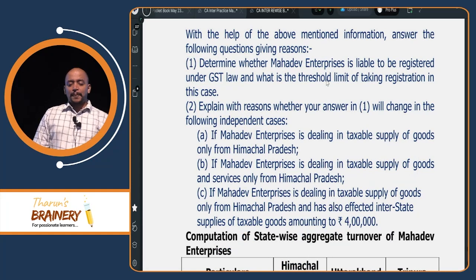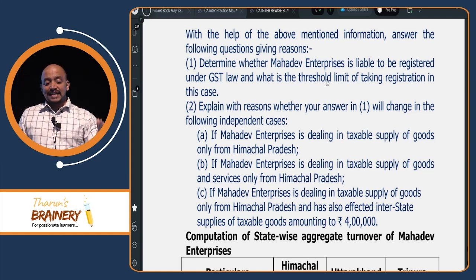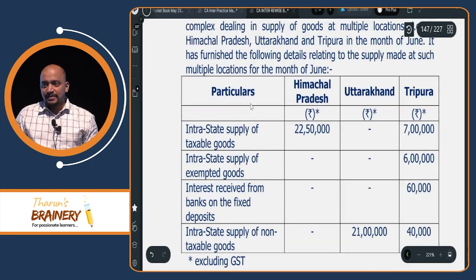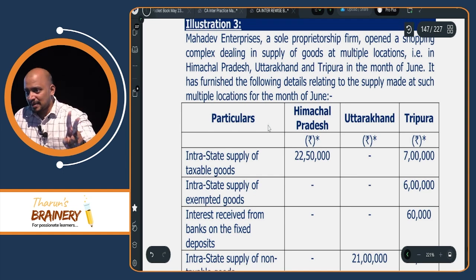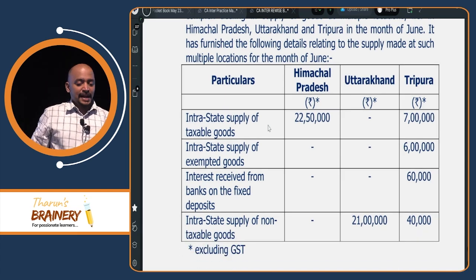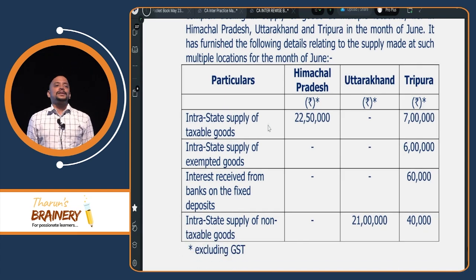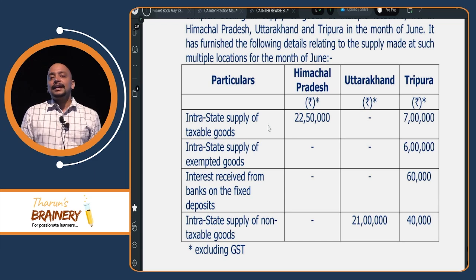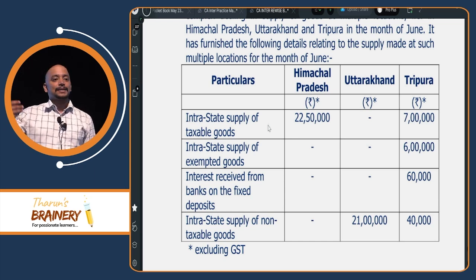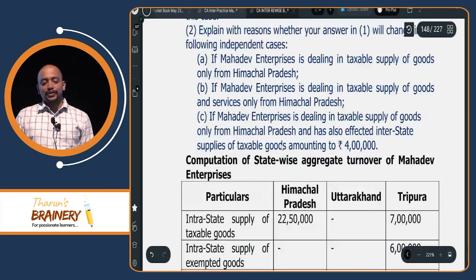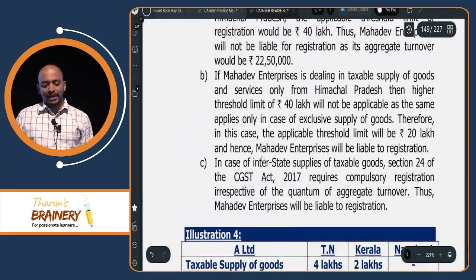Then, if Mahadev Enterprises is dealing in taxable supply of goods only in Himachal Pradesh and also has effected interstate supply of taxable goods, even though their limit is 40 lakhs, only one state and only engaged in supply of goods, so 40 lakhs, but they are making interstate supplies. Interstate supply of goods is a reason for compulsory registration. So there are some cases where a person is compulsorily required to get registered. In that, one point is a person who is making taxable interstate supply of goods. So due to that reason, under section 24, that person is compulsorily required to get registered.